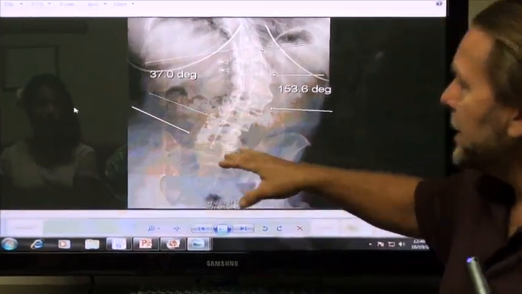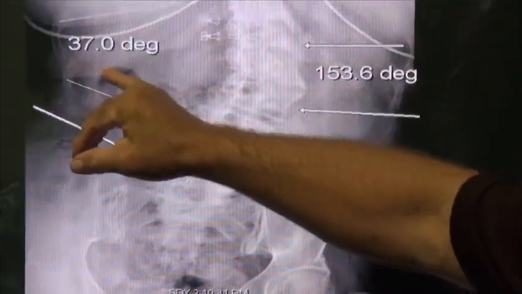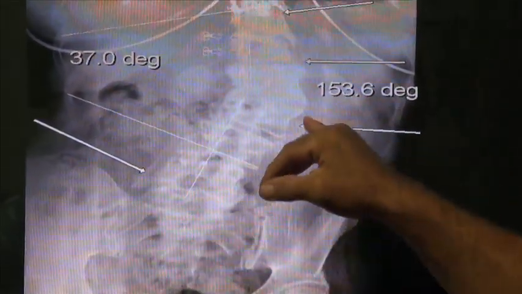Then let's look at a couple of cases that you can actually identify with. Here's a 67-year-old gal. Here's the right side, here's the left side. It's a 37-degree scoliosis.